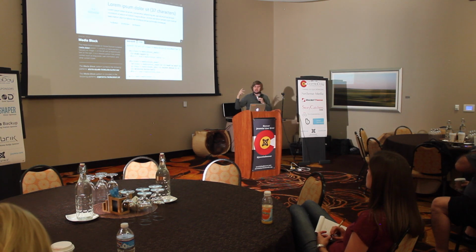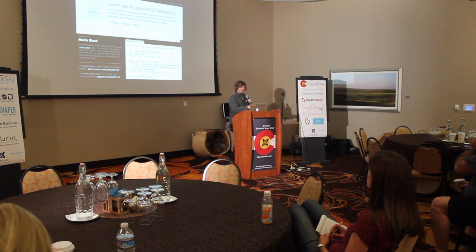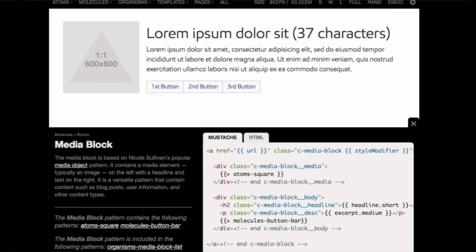What's it made of? Pattern Lab will tell you that because of the Russian nesting doll approach to this, we can print out that breadcrumb trail in essence. So it says the media block pattern contains the following patterns: Atom Square, which is that little square thumbnail image, and this button bar component, which is that collection of buttons. And then it says the media block pattern is included in the following patterns in this media block list.